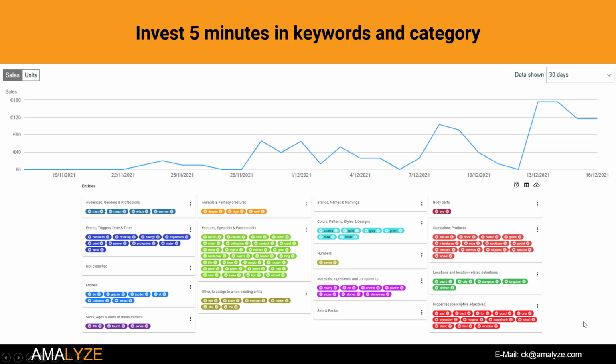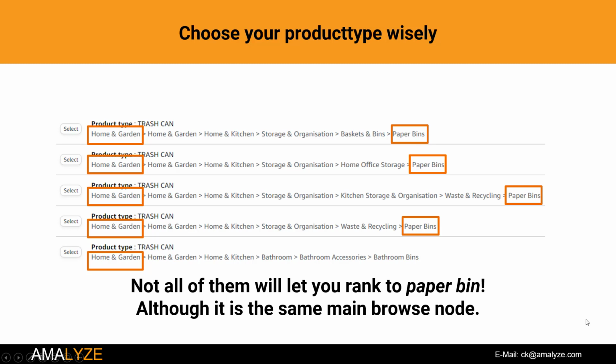On the other side, we changed the category, and we figured out a typical problem a lot of sellers are faced with. Here you can see an example for the product type trash can, and you can list a paper bin in different categories in home and garden, and also, if you want, in bathroom accessories as a bathroom bin, not always as a paper bin. And as we all know, not all of them will let you rank for paper bin.